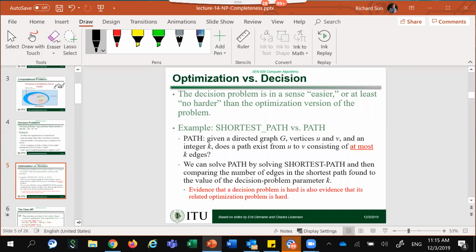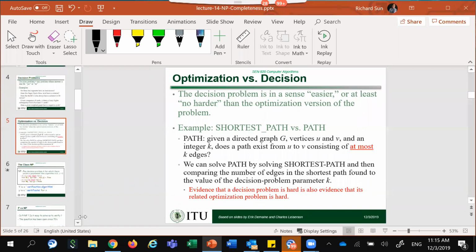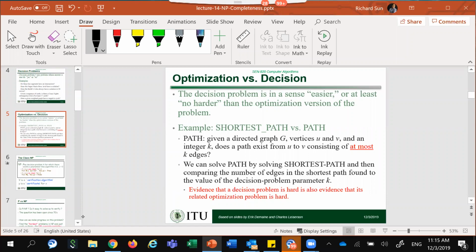And it turns out that the optimization problem is when you're trying to minimize or optimize, versus the decision problem. You will feel that the decision problem in some sense is easier, because you only need to say yes or no. Whereas with optimization, you need to find the smallest, the largest, and so on. So in some sense the decision problem is easier, or at least no harder than the optimization problem. So here's an example.